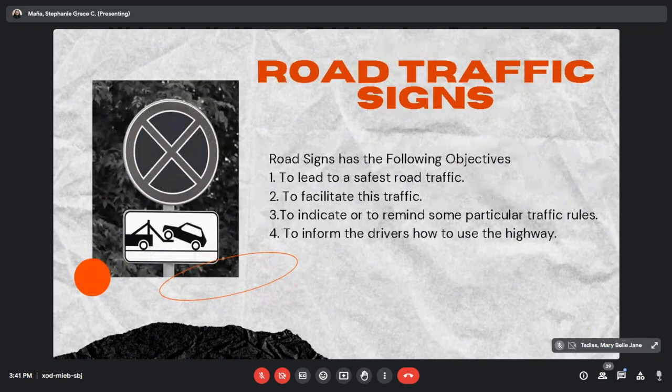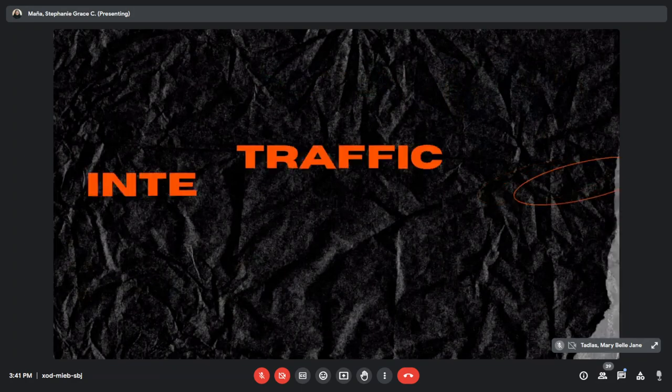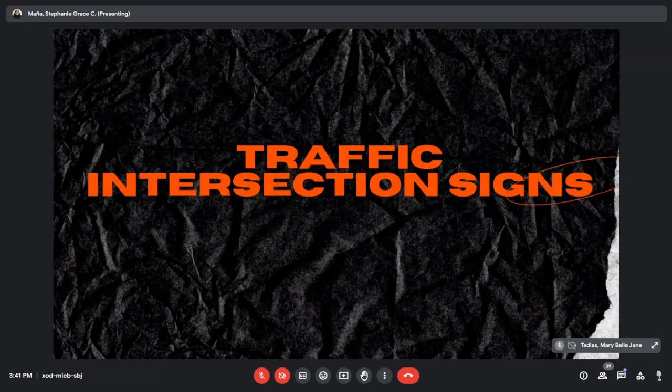So these road signs actually have the following objectives. First is to lead to the safest road traffic. Second is to facilitate the traffic. Third is to indicate or to remind of some particular traffic rules. And fourth, to inform the drivers how to use the highway. So let us now move forward to the traffic intersection signs.